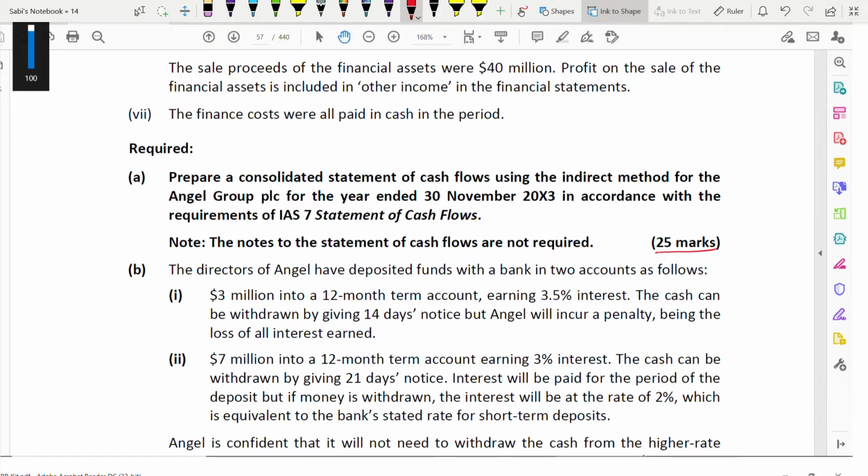First requirement is 25 marks. Prepare a consolidated statement of cash flows using the indirect method for the Angel Group for the year ended in accordance with the requirements of IAS 7. Notes to the statement of cash flows are not required.